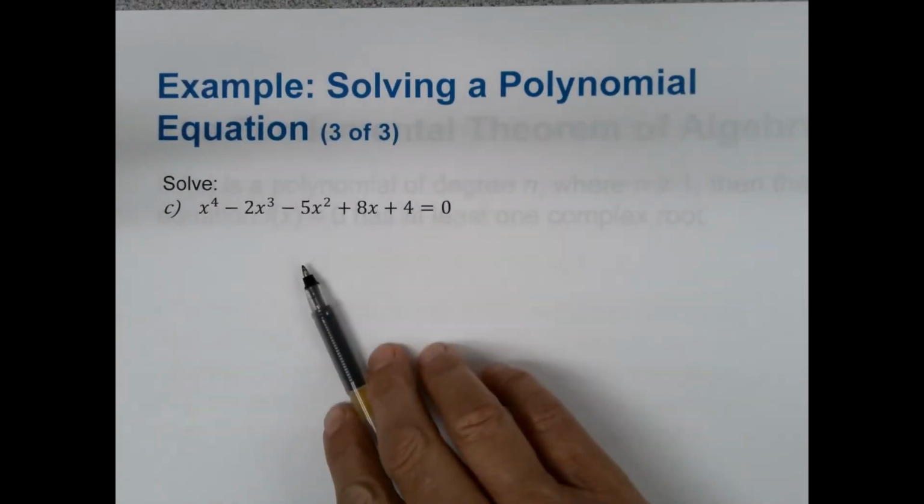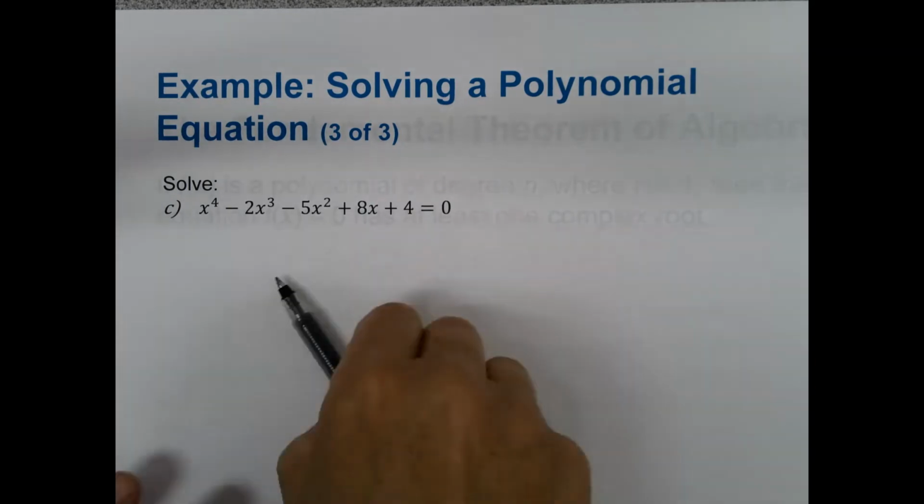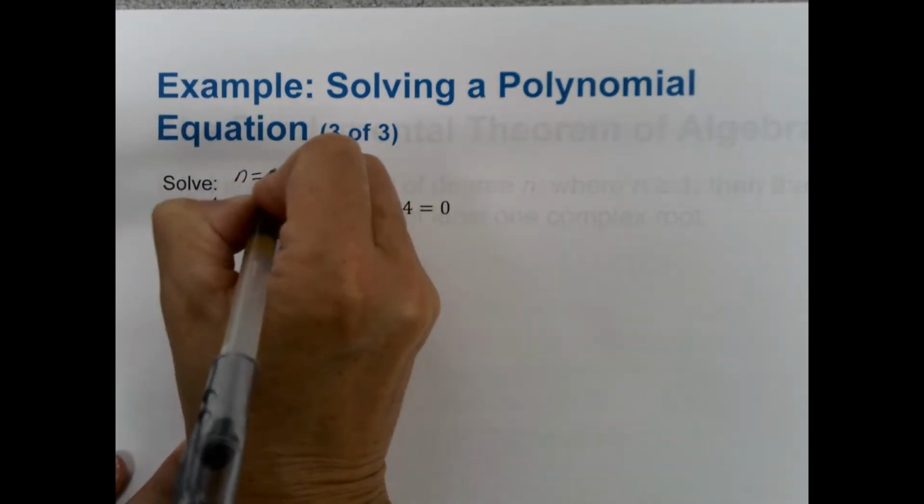All right, so here's one that's a little bit higher degree polynomial. This one is a degree 4 polynomial. We're looking for 4 roots from this one, okay? So here n equals 4.